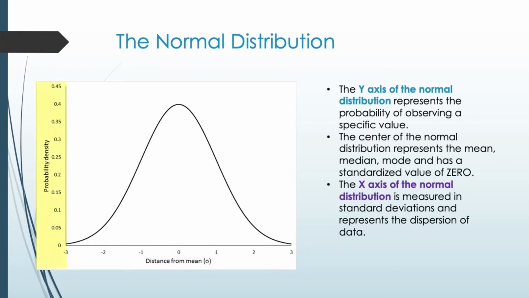First, the y-axis on the normal distribution represents the probability of observing a specific value. Second, the center of the normal distribution represents the mean, median, and mode and has a value of 0. And third, the x-axis of the normal distribution is measured in standard deviations and represents the amount of dispersion within the data. So altogether, the normal distribution represents a way of standardizing data so we can make inferences not only about one set of observations, but many different variables or observations among a variety of different samples collected at different points in time.